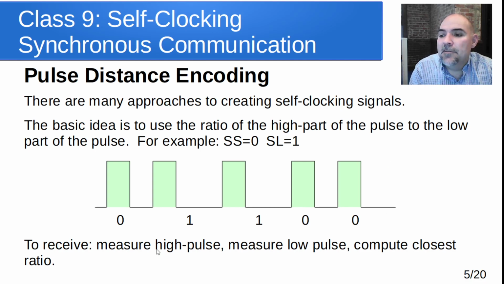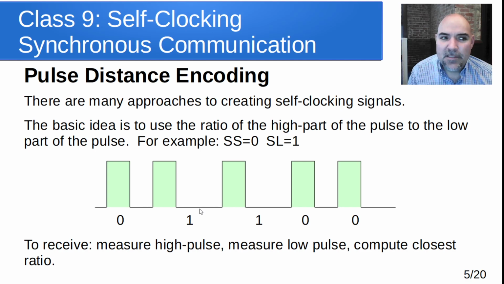The idea here is that we want to receive that by measuring the high part, then measuring the low part, and then computing the ratio. If it's closer to 1 than it is to 2 in this case, or 3 or whatever we set that to, then we say it's a 0. If it's closer to 2 than it is to 1, then we say it's a logic bit 1. And this is really pretty clever because it is just like a clock that's ticking. And notice that the time itself, how fast we're running this, doesn't matter.